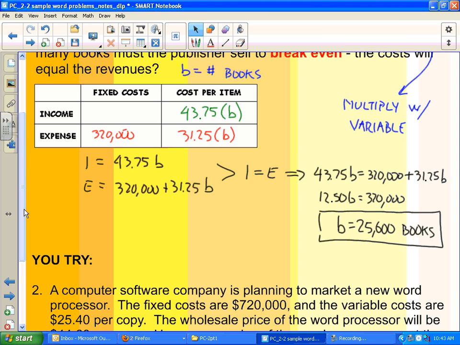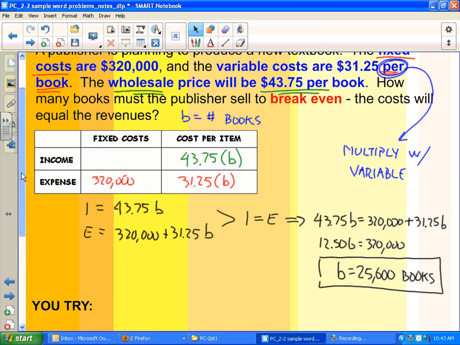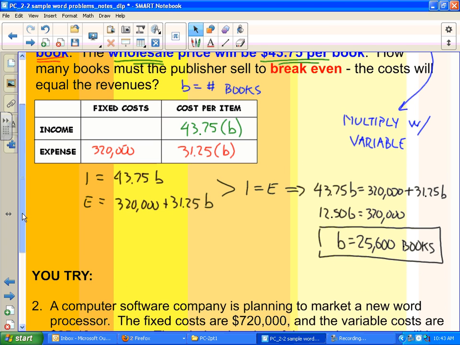Now, can I find the cost? Can I find out how much money that's going to make me? Brian's shaking his head. Are you shaking your head for a reason? Because you know what the answer is? Okay. We know the cost, or the income I should say, not profit, that I can have if I sell 25,600 books. Can I answer that question? How? Plug it in. Plug 25,600 into either I equals 43.75B or into E equals 320,000 plus 3125B. It doesn't matter. Those are going to be the same numbers. E and I are going to be the same because it's a break-even point. It's going to have the same dollar amount associated.